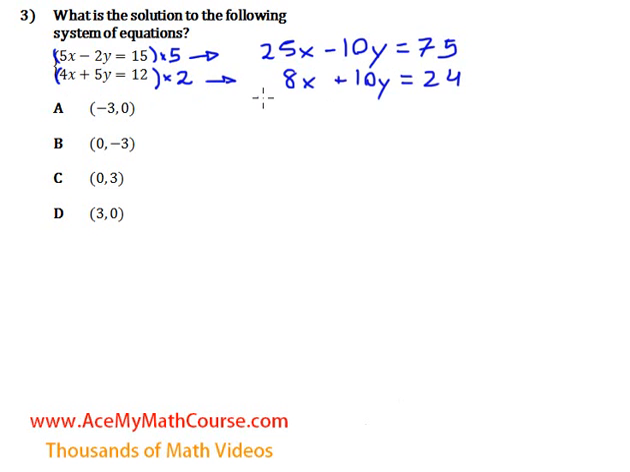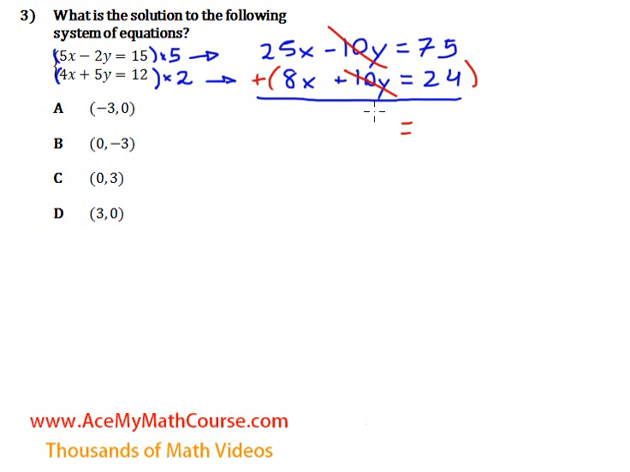Okay. Now what can we do? Well, we have negative 10y and a positive 10y. So if we just add these equations, negative 10y plus 10y is 0. They would just cancel out.